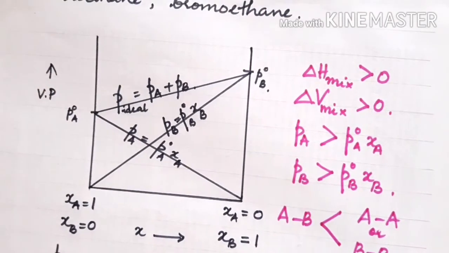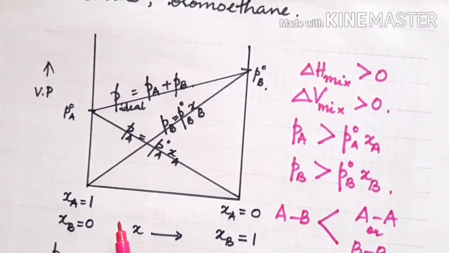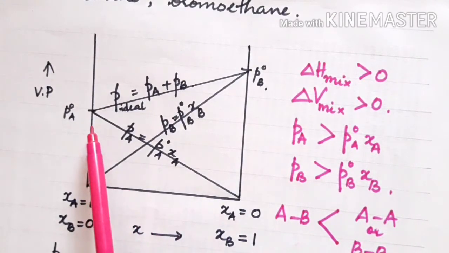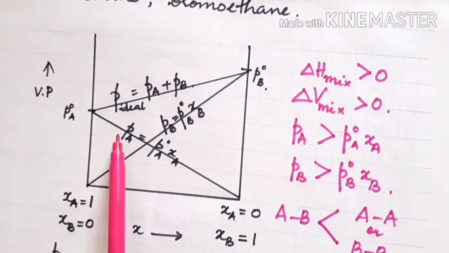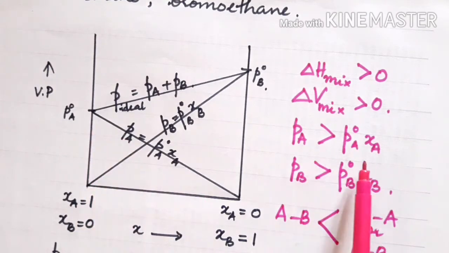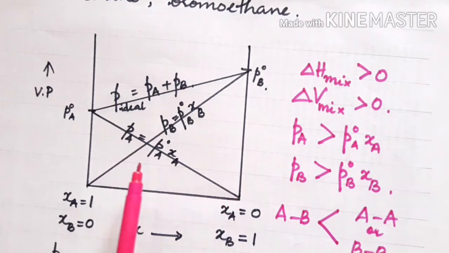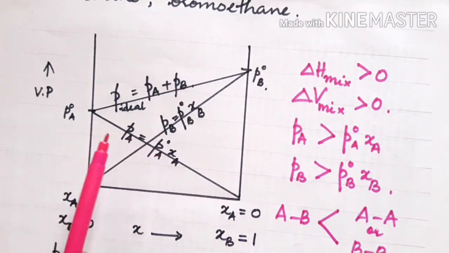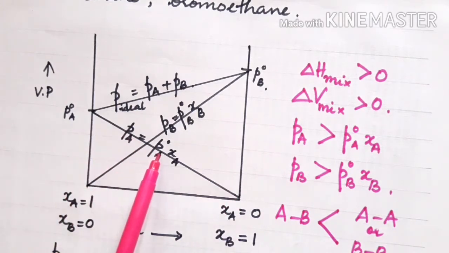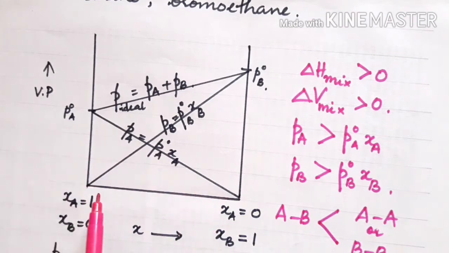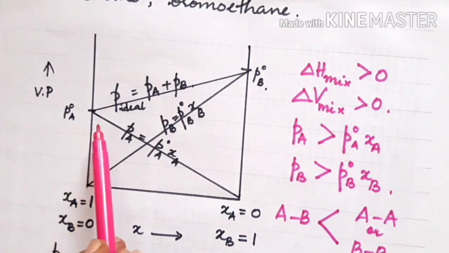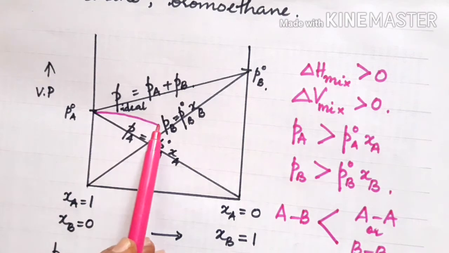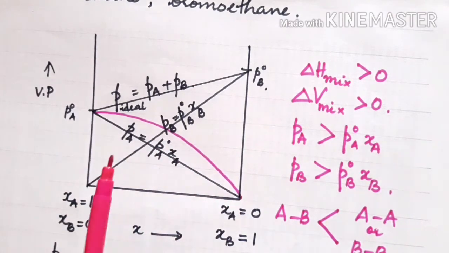So we will convert this graph into the non-ideal case. What did we learn here? The vapor pressure of A must be greater than that of P0A XA. So this is a graph representing that it is equal to P0A XA, so it should be more than that. That means there should be a positive heap on the graph.